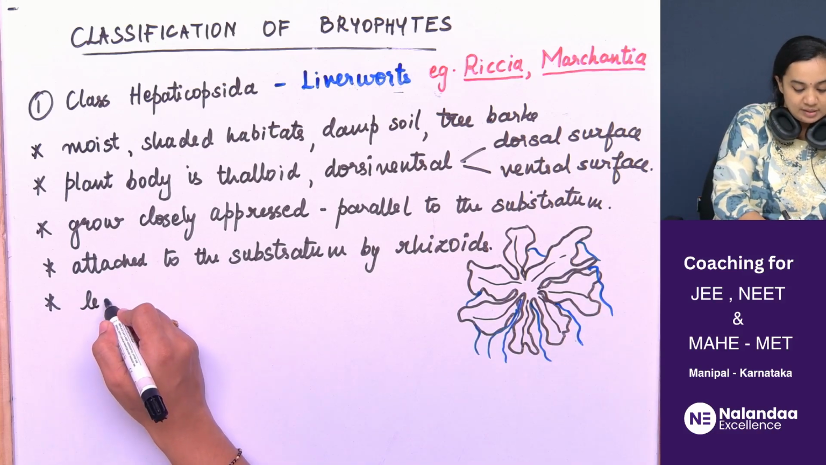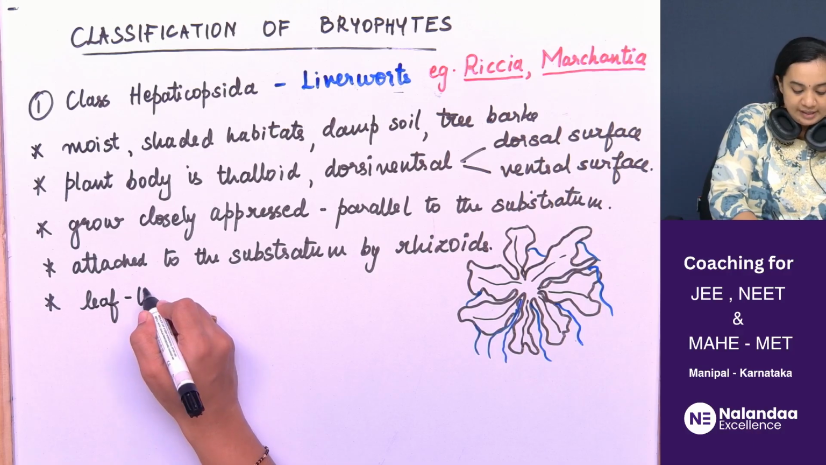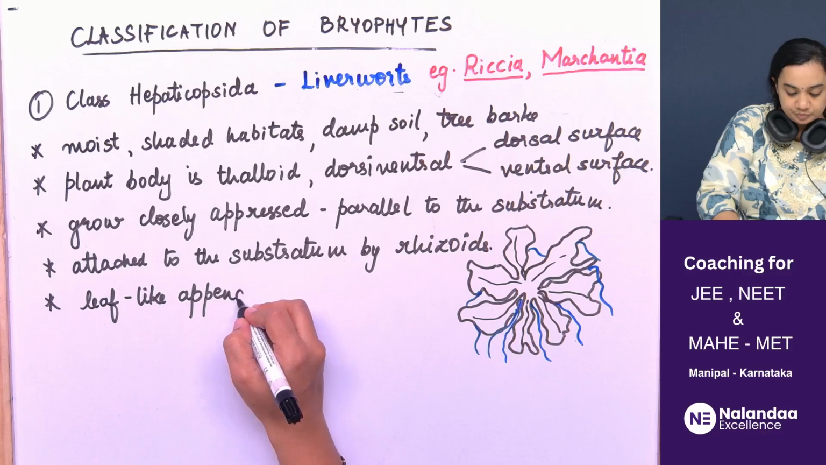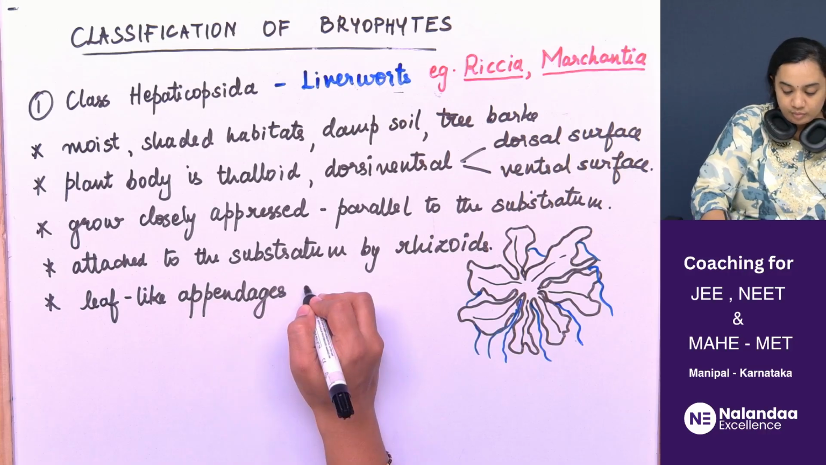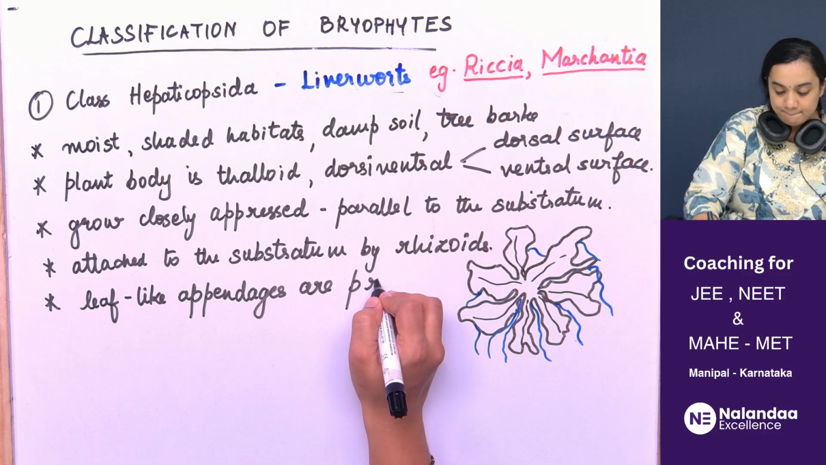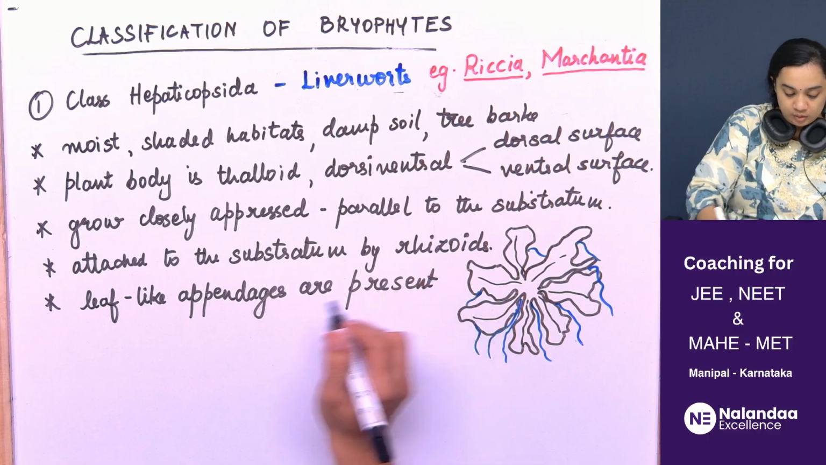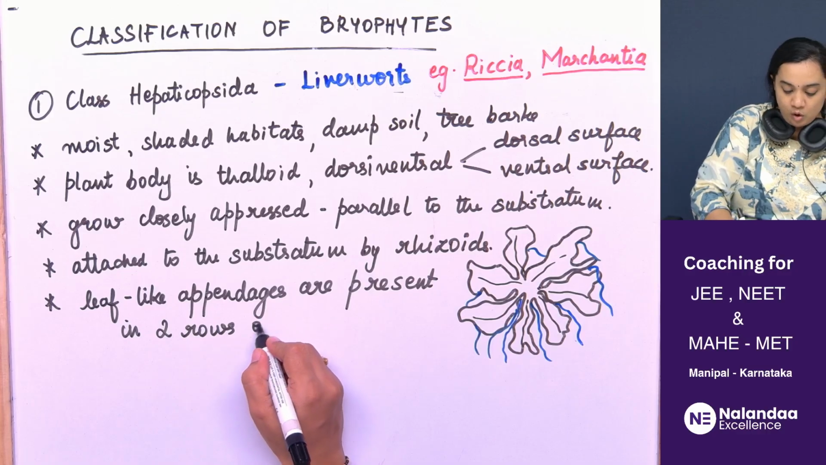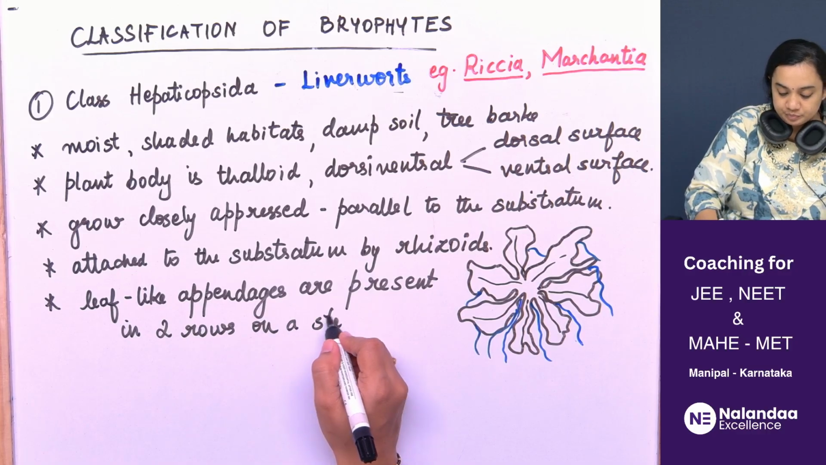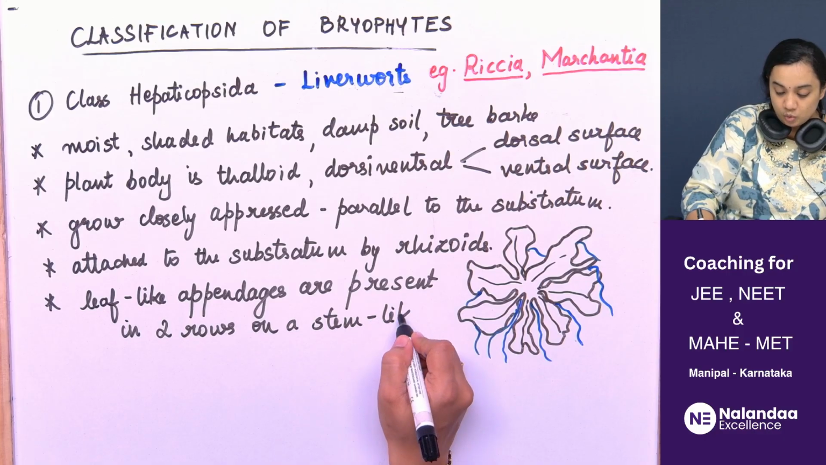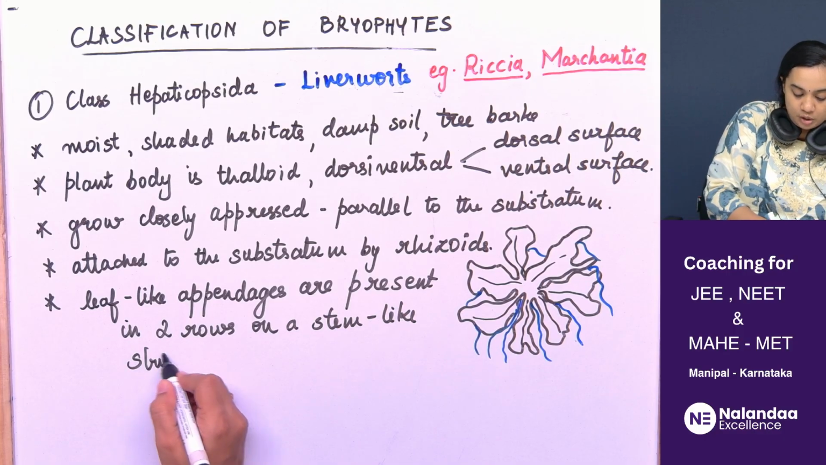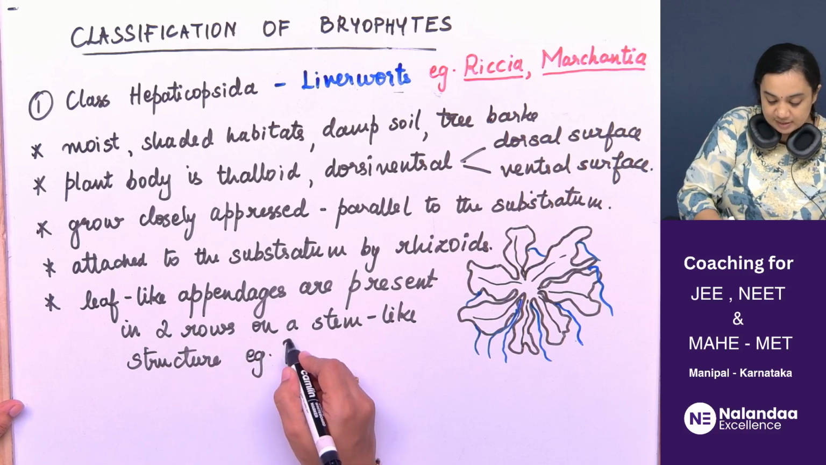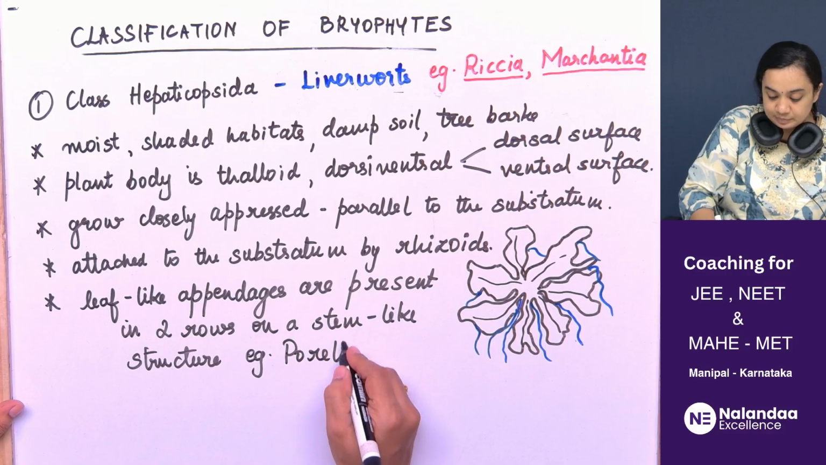Sometimes leafy members are present, with leaf-like appendages present in two rows on a stem-like structure. This is one particular form called Porella. Leaf-like structure, for example, we see this in a member called Porella.